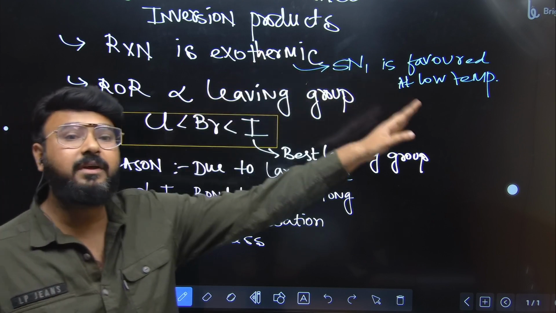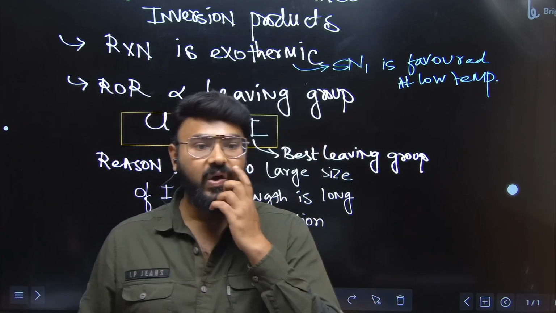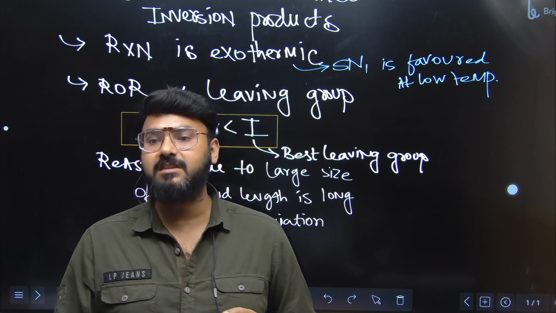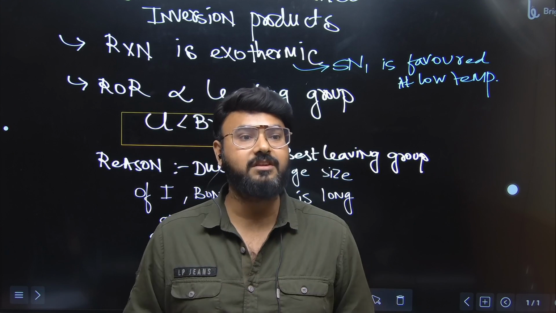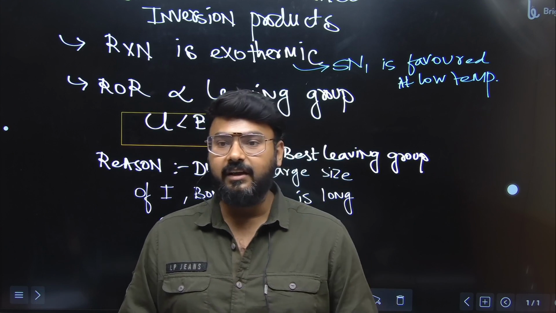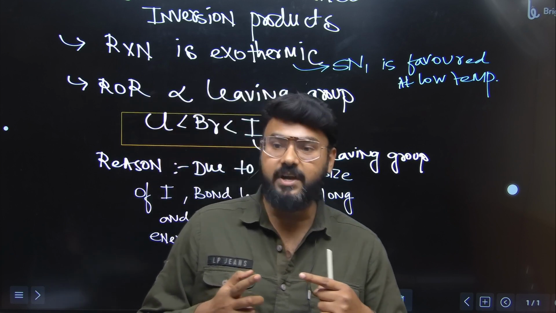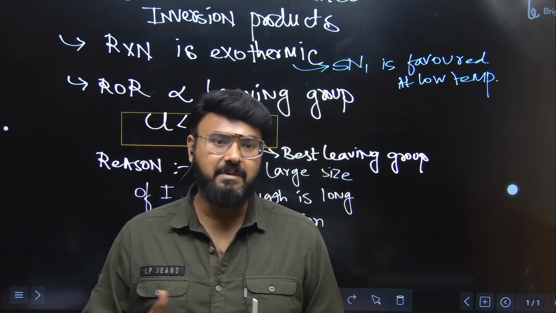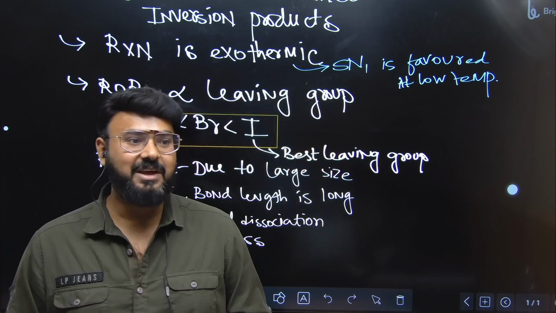All right, guys, please write it down. Because it is exothermic, it will be favored at low temperature. Remember, I gave you one background: SN reaction and elimination reaction are very competitive to each other. It's like India and Pakistan. Okay, Pakistan now is a bad example. India and China is a better one now.